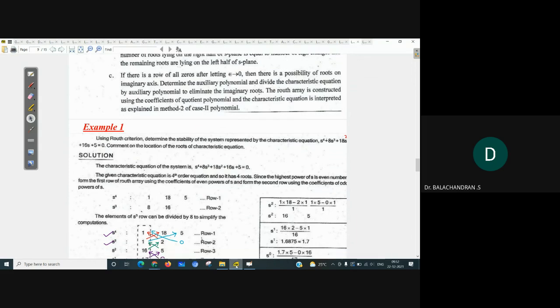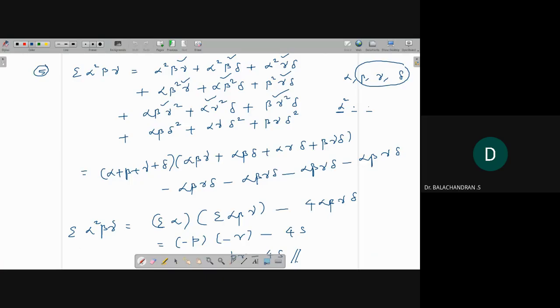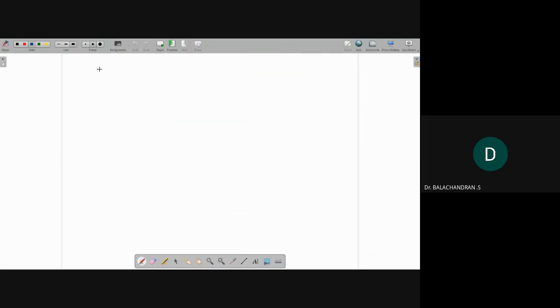Okay, I will tell you how to calculate the next row. I will write the rough calculation here. Can you tell what is s power 4? Please tell the s power 4 coefficient. Not 5, sir, s power 4.